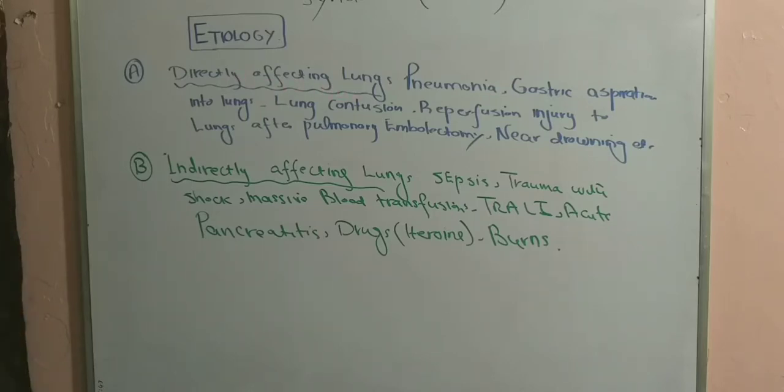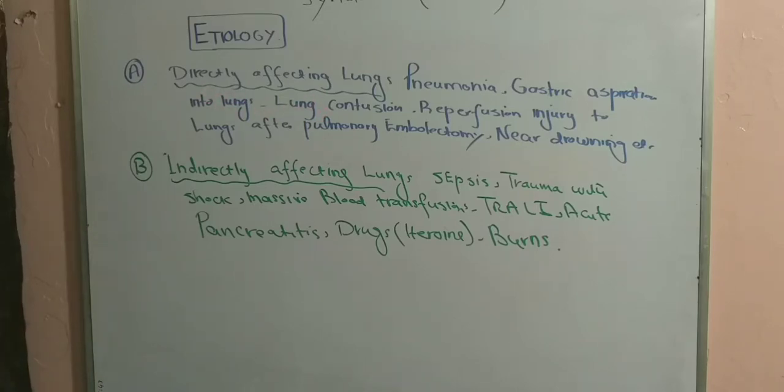Now the less common causes which directly affect the lungs are lung contusions. It can be a reperfusion injury, for example, when you treat a pulmonary embolism and there is a pulmonary embolectomy, that can cause direct trauma to the lungs, and cases of near drowning. So there are many other causes which are less common but they do affect the lungs directly.